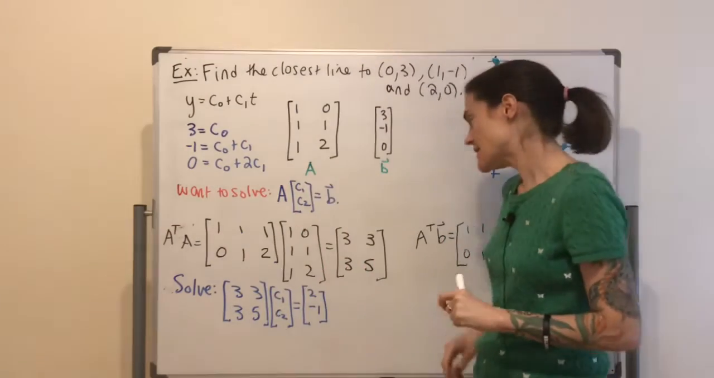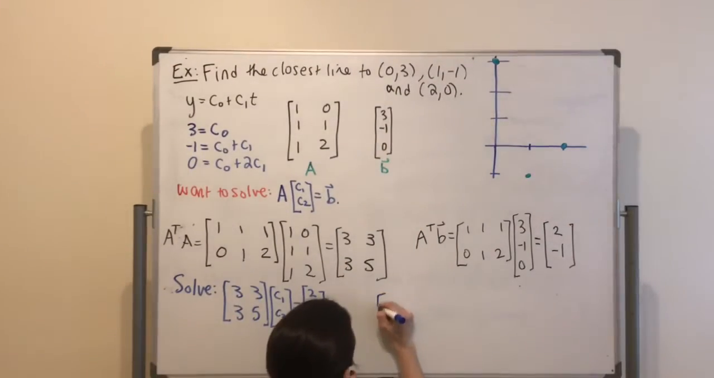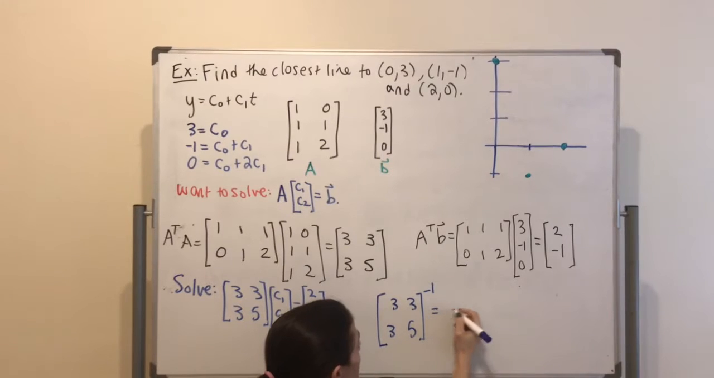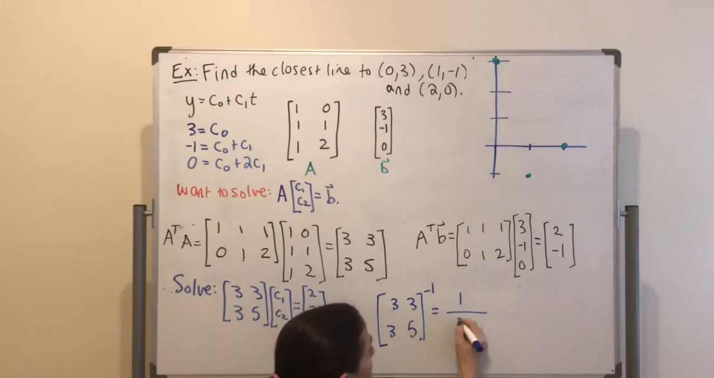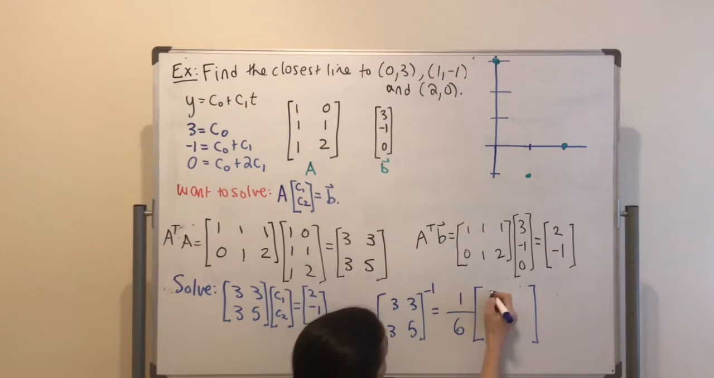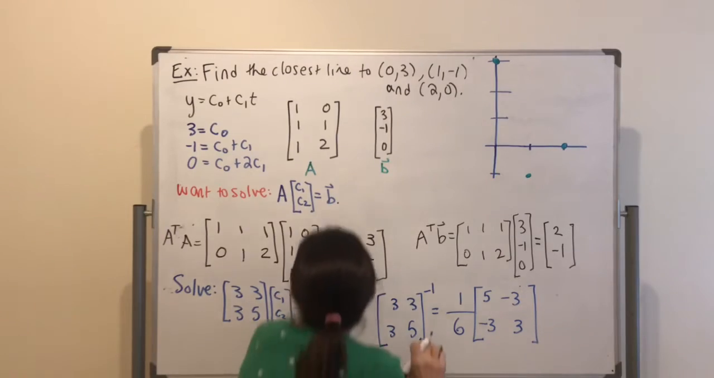Okay, so let's do this here. I have space. 3, 3, 3, 5. Inverse. Okay, we take 1 over. We take this minus this. This is 15 minus 9. And then you interchange the diagonals. You take negative of the off diagonals. And this is the matrix. Now, let's see where I can erase.